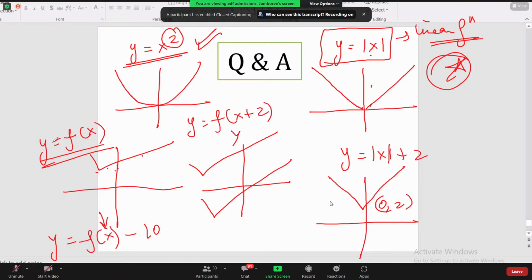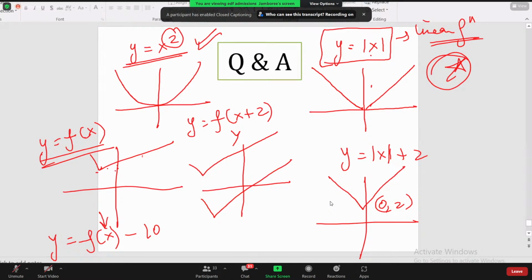Similarly, let's say there is some graph randomly given to us, y equals f(x) like this, a tick mark kind of shape. If I am expected to figure out the graph of y equals f(x) minus 10, then in that case this graph should move 10 units down. And if this graph moves 10 units down, the shape of that graph will become this one. Is that okay?